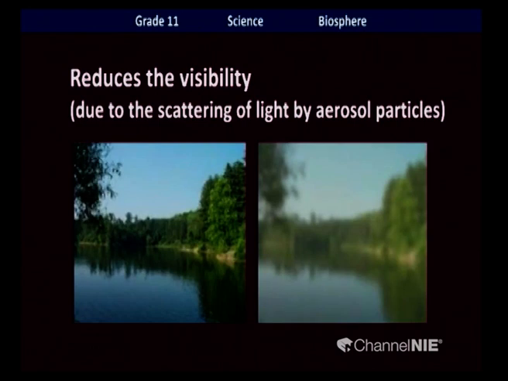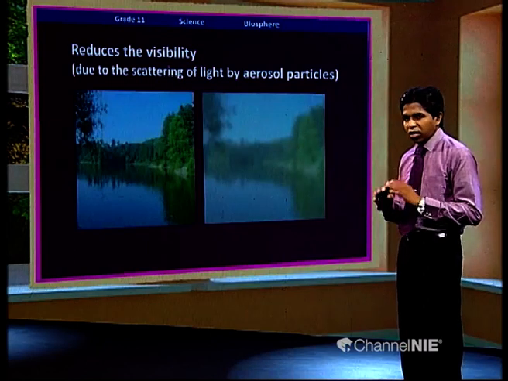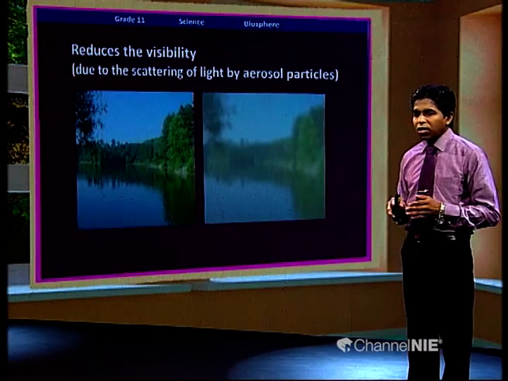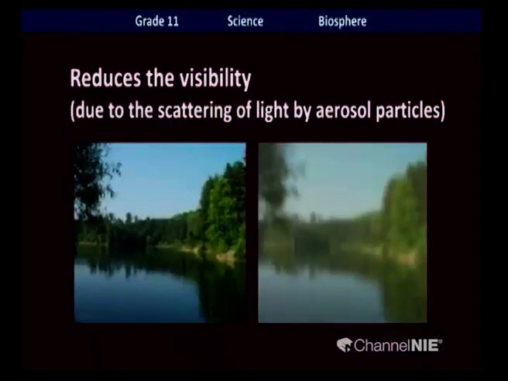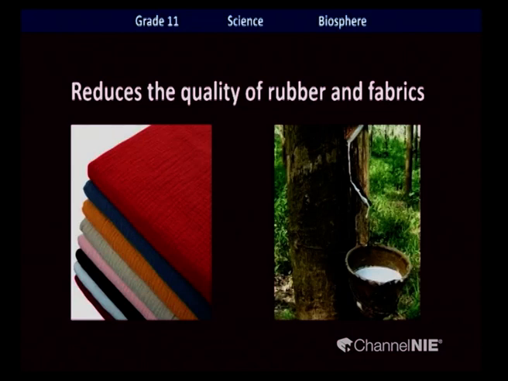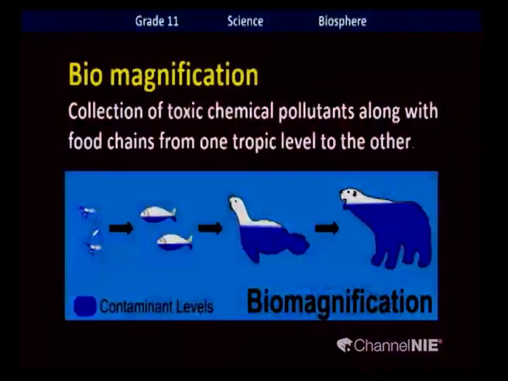Next one, reduces the visibility of the atmosphere. You can see there are two pictures. If you take a photograph in an area with photochemical smog, this photograph will not be clear due to these pollutants in the atmosphere. Next one, reduces the quality of rubber and fabrics. These secondary pollutants will degrade the fabrics, clothes, garments, as well as rubber products. When they get degraded, you have to replace them soon, so it is an economic loss. Okay, next direct effect of environmental pollution, biomagnification.